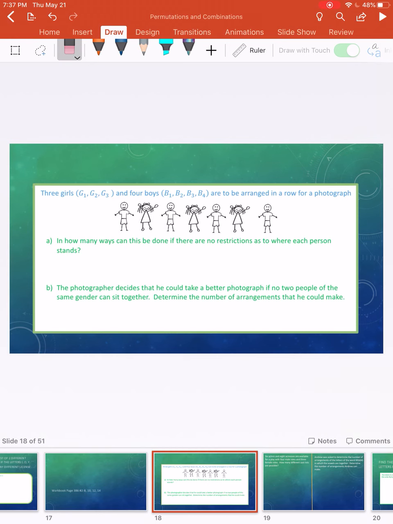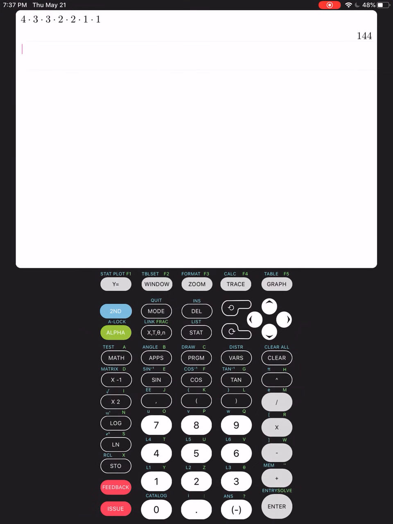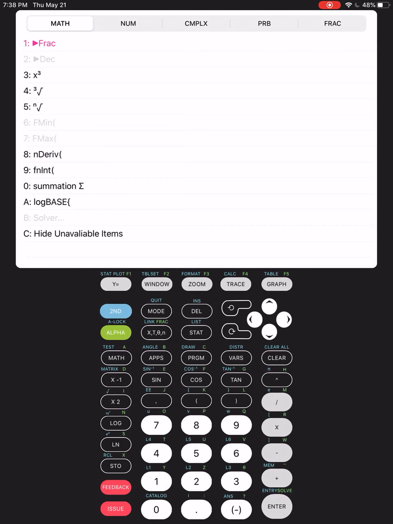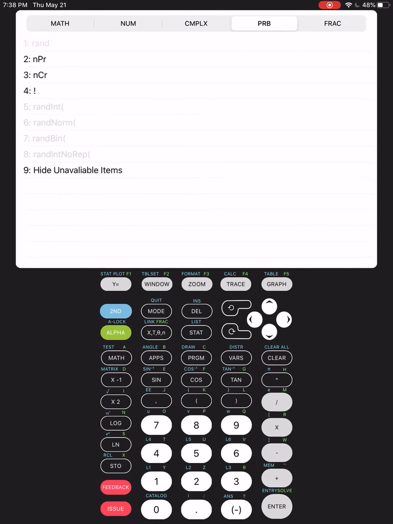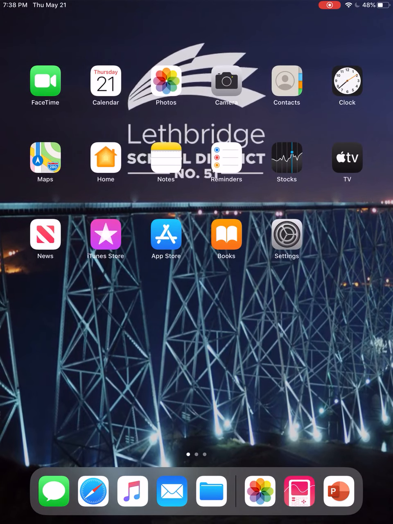So we have 3 girls and 4 boys to be arranged in a row for a photograph. In how many ways can this be done if there's no restrictions? So pretty much we have 7 people that we are trying to arrange for this photograph. So we could just write 7 factorial. So let's go to our calculator and type that in. 7, and then again, to get to that factorial symbol, we'll type math, scroll over to probability, and then press enter, and we get 5,040.